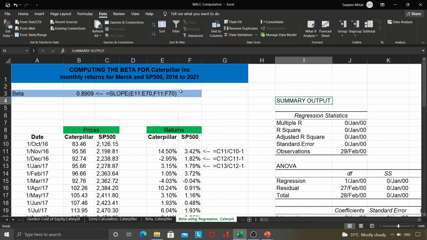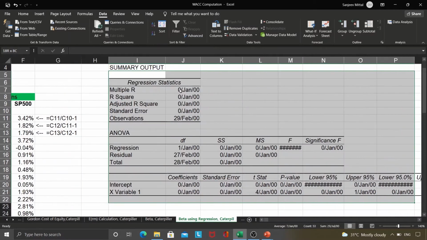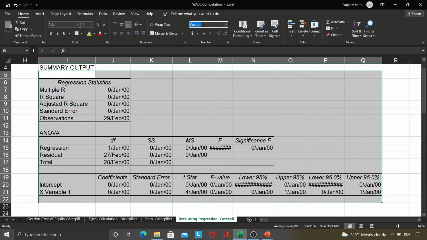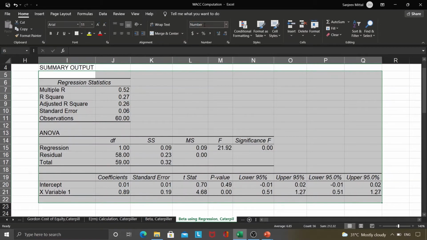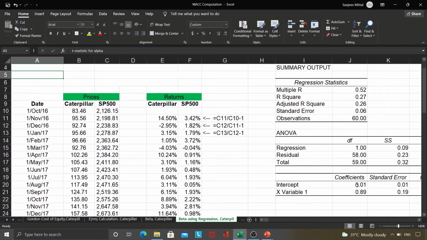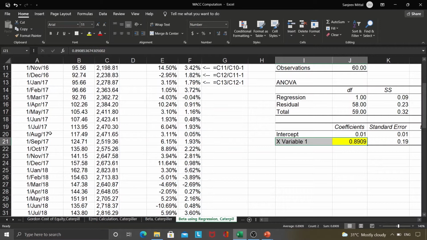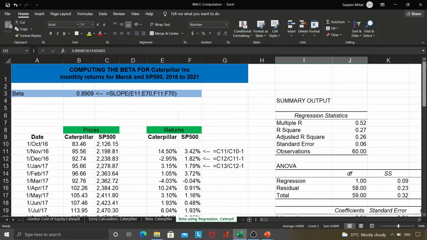Now, these results are in the form of months, but I need these numbers in the form of numbers. So I'm just going to my home tab, and on my home tab, I am just finding my numbers. Now, if you see, this coefficient is 0.8909. Now, this coefficient is same as our beta, as you can see above. Our beta is also 0.8909, as you can see here.